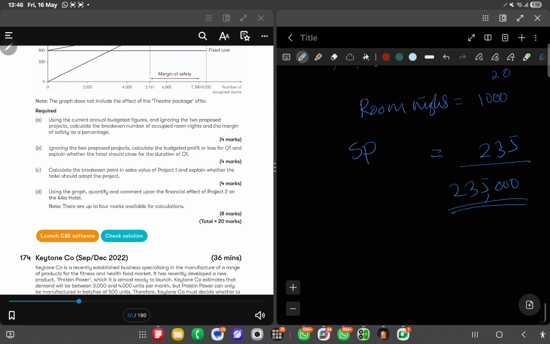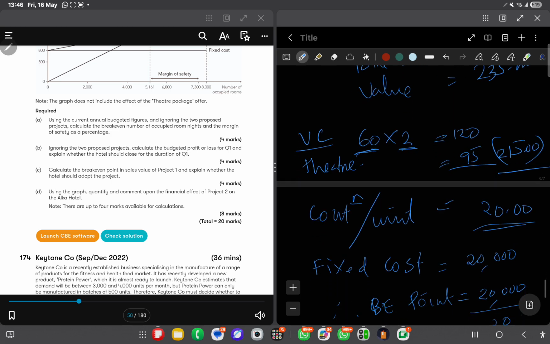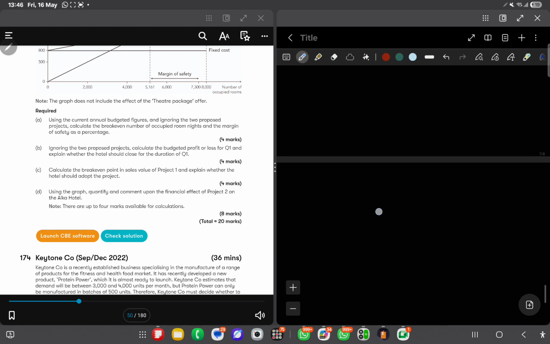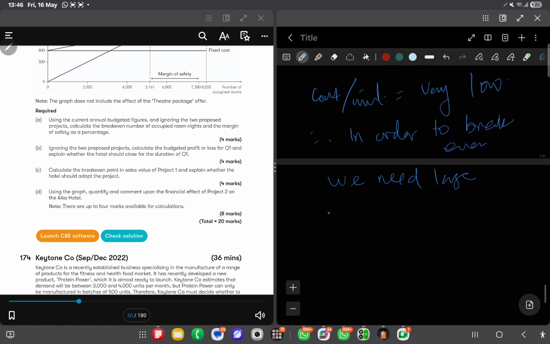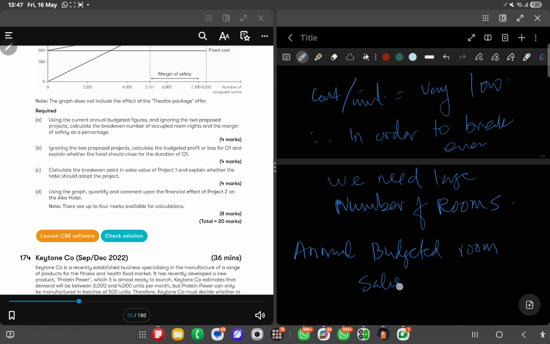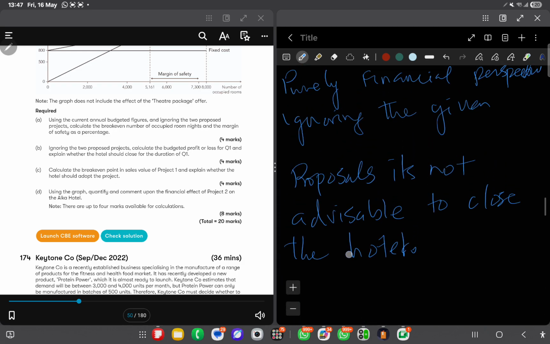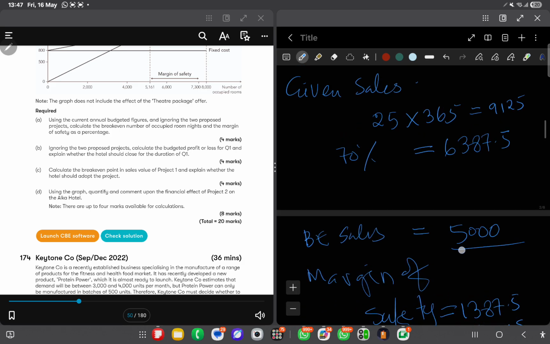Now if you see the break-even point here, the contribution compared to the total sales price is very low. So the contribution per unit is very low, and therefore in order to break even, we need to sell a large number of rooms. If you see what my annual budgeted room sales are, in our previous calculation we found that out. Where is that? It is somewhere here.